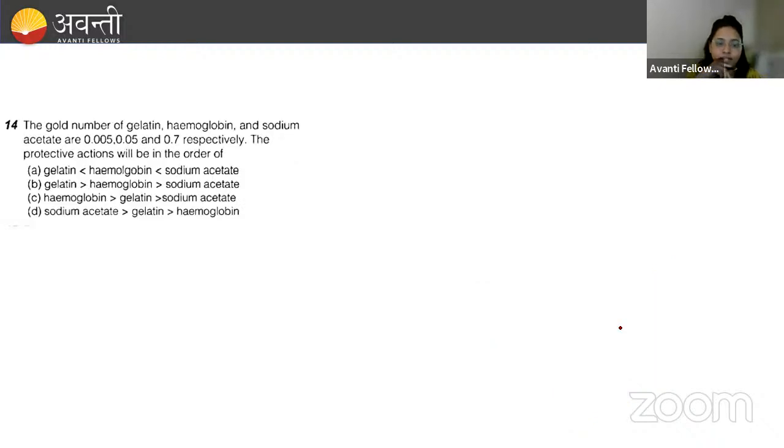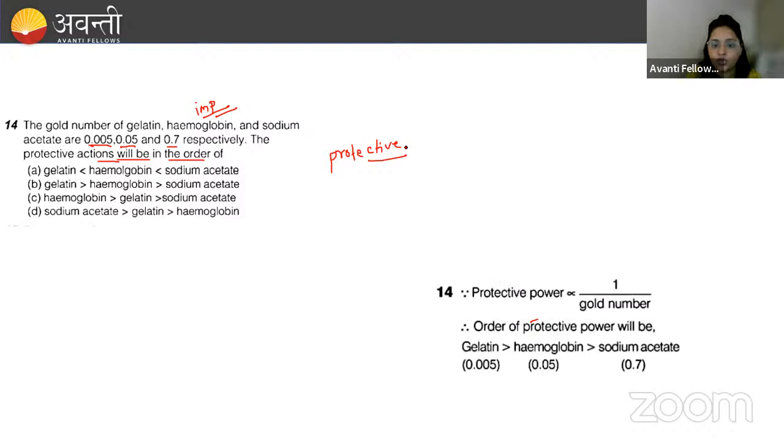Next, the gold number of gelatin, hemoglobin and sodium acetate is, this is a very, very important question. What is the gold number for gelatin, hemoglobin and sodium acetate? These are 0.005, 0.05 and 0.07. The protective actions will be in the order. So how will our protective action be? If the gold number is higher, then it will be lower. So the protective power and gold number are inversely related. This is very, very important.